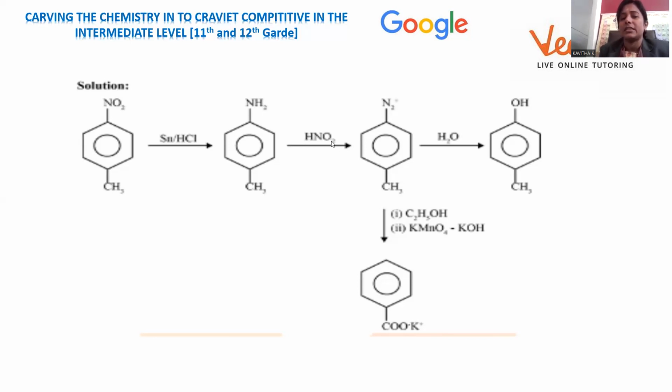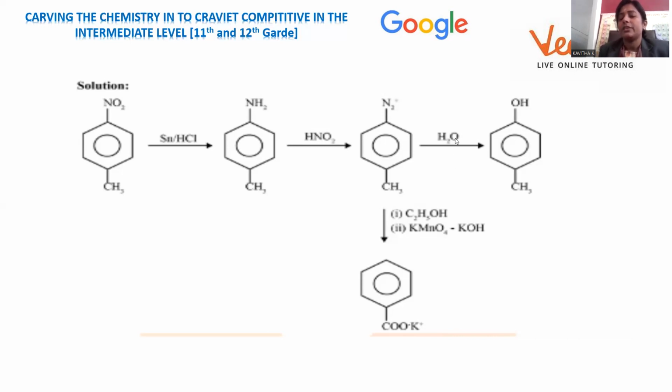HNO2 is called nitrous acid. Whenever an amine is treated with nitrous acid, here is the formation of a diazonium salt. N2 positive is called what? Diazonium salt. NH2 is converted, NH2 is added with one more nitrogen from the reagent, and it will be converted into a diazonium cation. Diazonium ion will be formed.